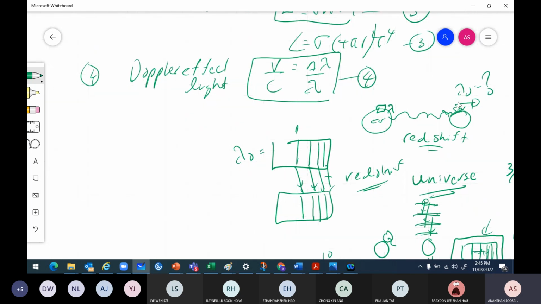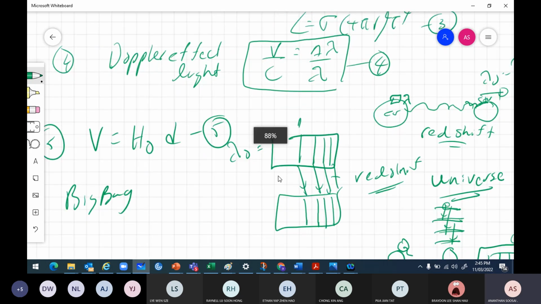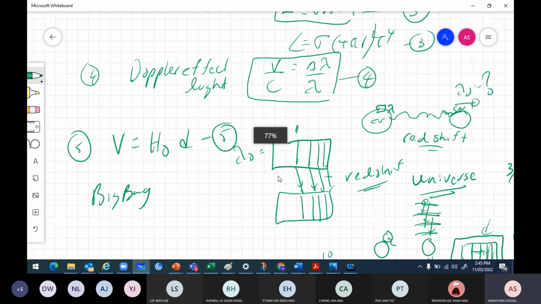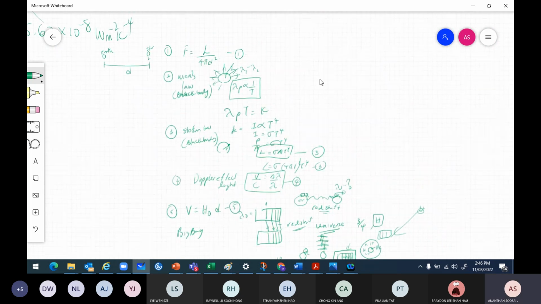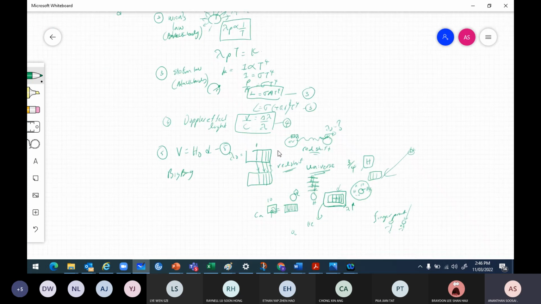Okay, so that's the fourth equation, by the Doppler effect. And the fifth one, Hubble's law, V equals H naught D. And finally, we discussed the Big Bang theory. So recall all the equations: flux, Wien's law, Stefan's law, Doppler effect, Hubble's law. And finally, they use Hubble's law to find the age of the universe. So V equals H naught D.